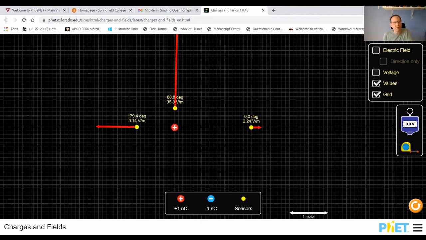You don't have to worry about the angles. You're just going to look at the magnitudes for now. Compare your computed values to what you measure here in the simulation. All right, so that's the first part. The next part, let me go back to the handout.